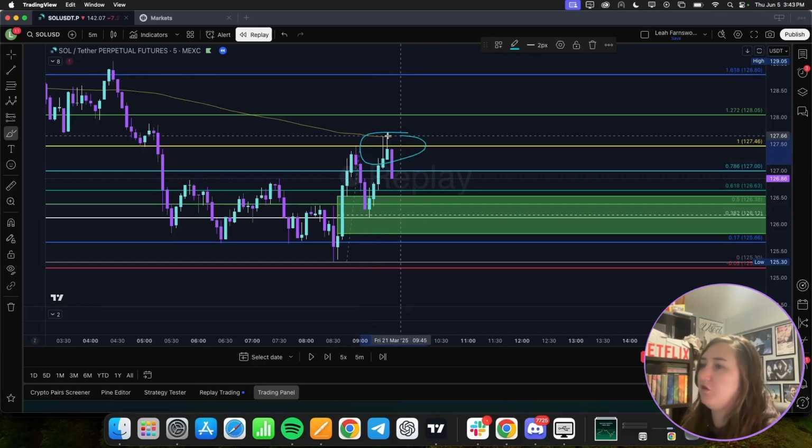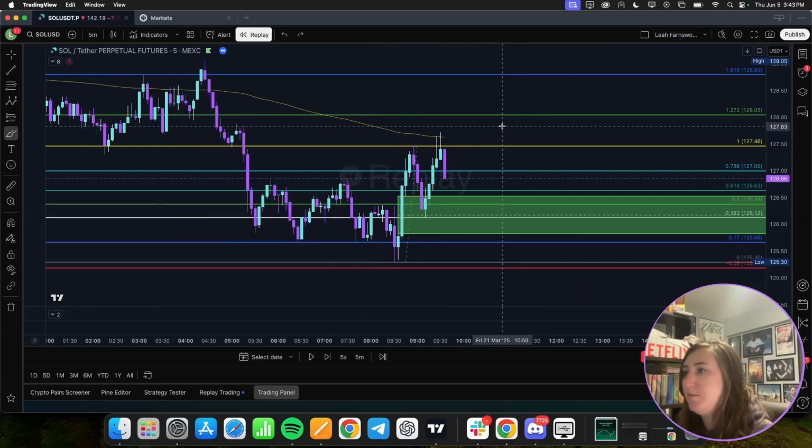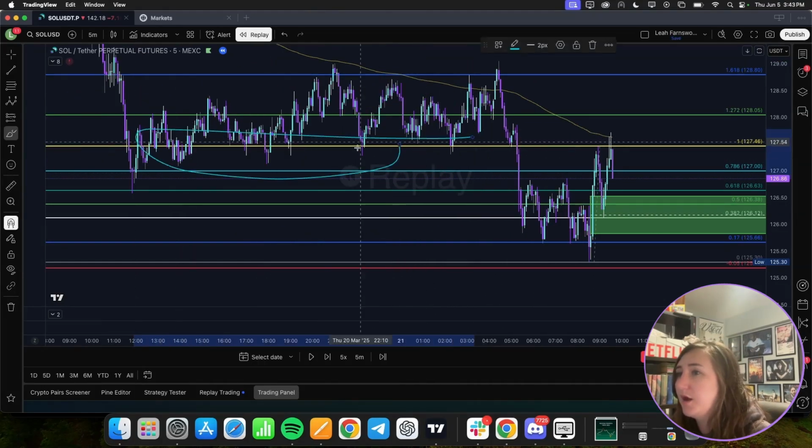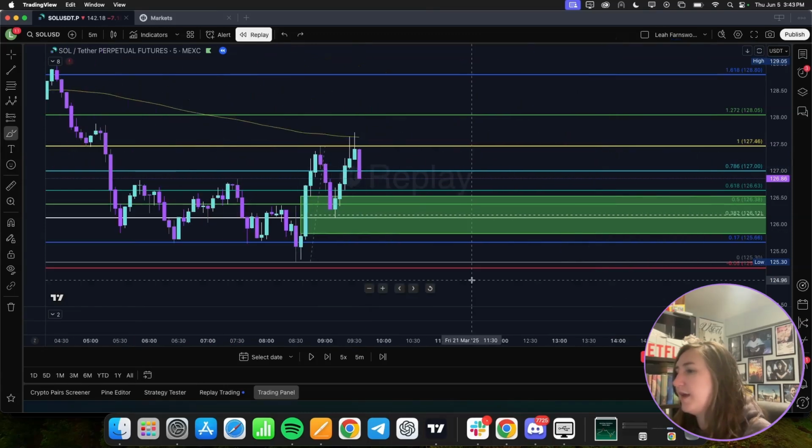We may have wanted to just aim for that one level because our 200 EMA was there and we had a lot of resistance through there. However, we'll play it forward, see what happens.